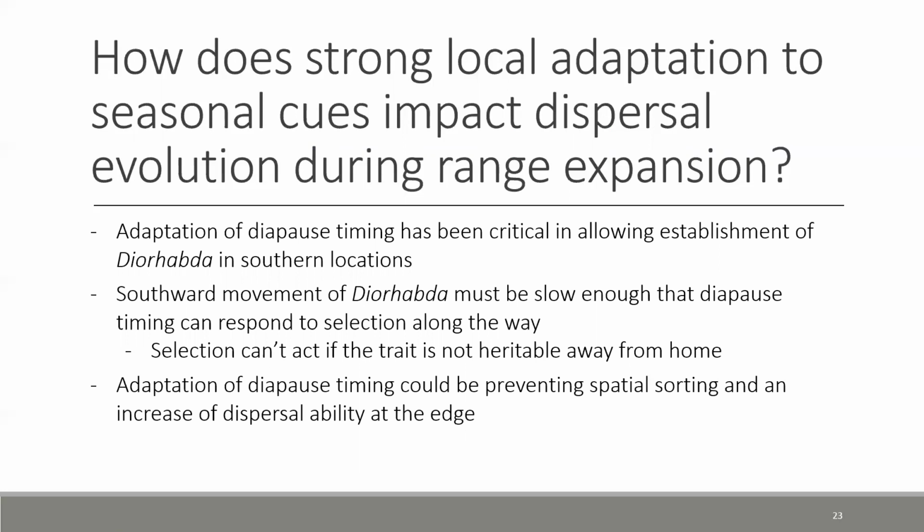And finally, we think that the low heritability of days until diapause away from home could be preventing spatial sorting from occurring, which could explain why we didn't see an evolution of increased dispersal ability at the edge of the range.